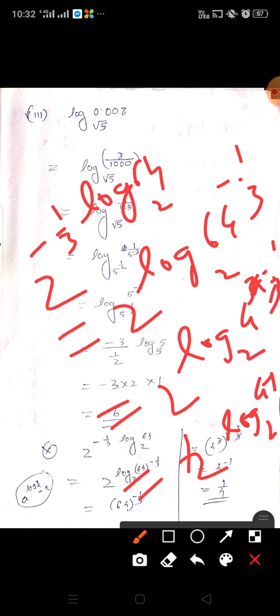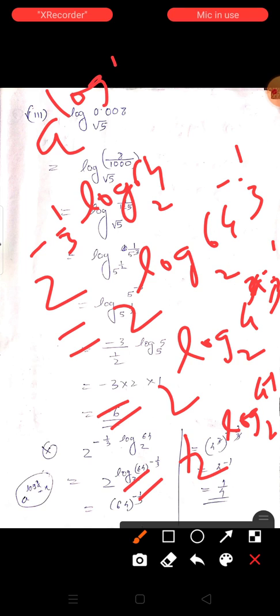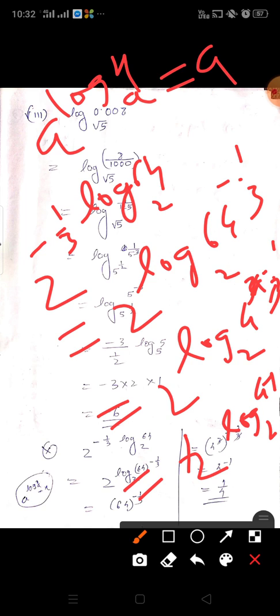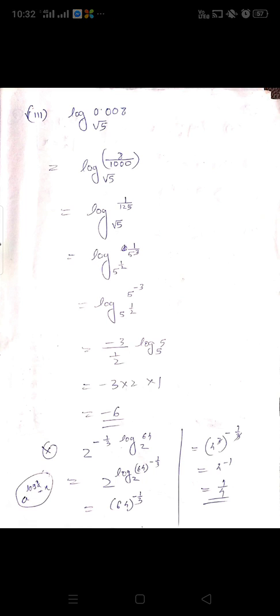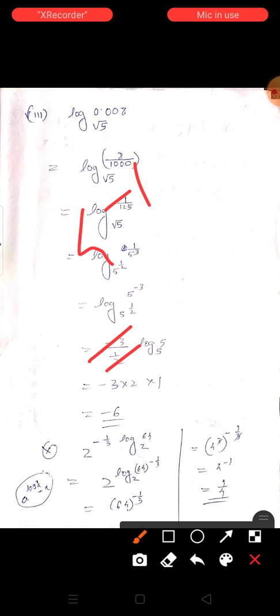And we have the formula a to the power log of x base a equal to x. So it will become 4 to the power minus 1. 4 to the power minus 1 equal to 1 by 4.